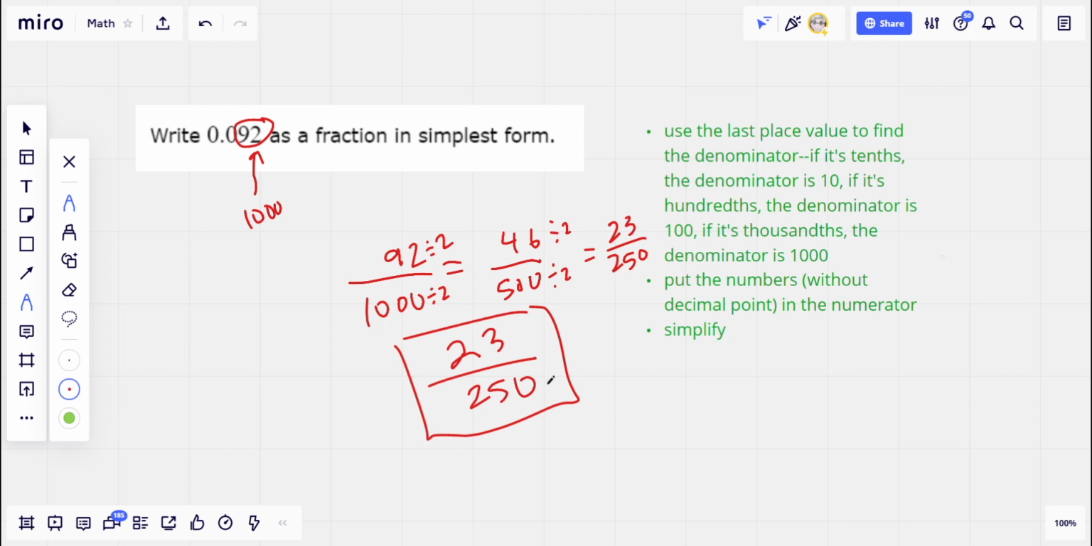How do I know this is the simplest form? Because 23 is a prime number. The only factors are 1 and 23. So unless this is divisible by 23, which I know it's not, then this is the simplest form. Okay, let's do one more of these.